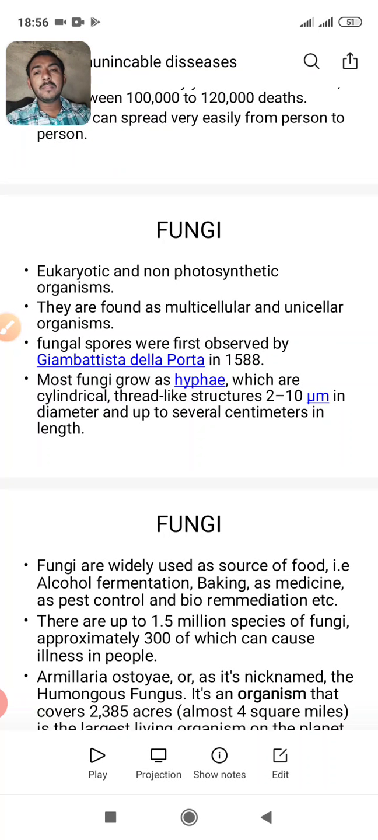Let's move further. The fungal spores were first observed by Giambattista della Porta in 1588. Most fungi grow as hyphae, which are cylindrical thread-like structures about 2 to 10 micrometers in diameter and up to several centimeters in length. So when it comes to fungi, what are they made up of? They are made up of hyphae, and hyphae is just a cylindrical structure.